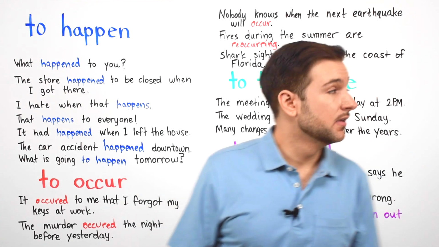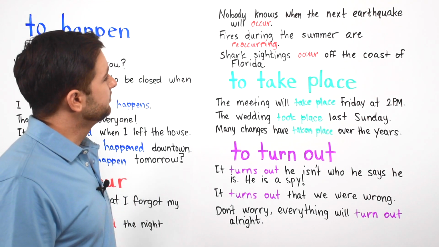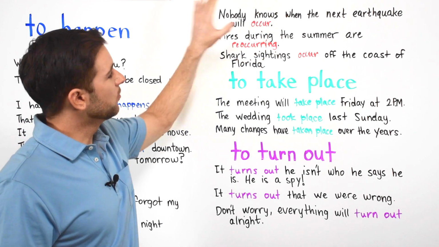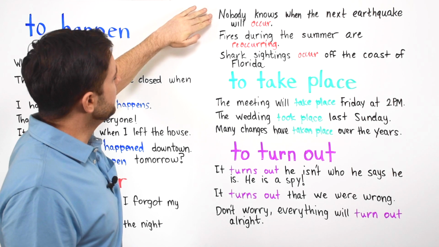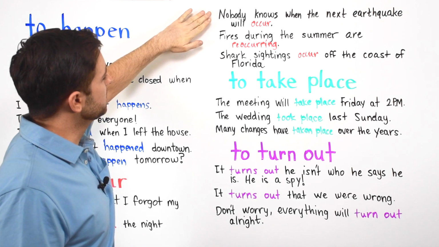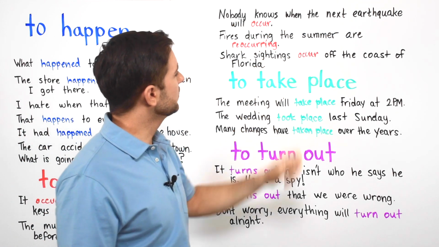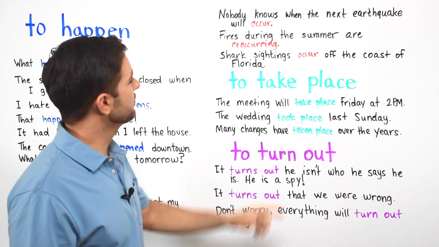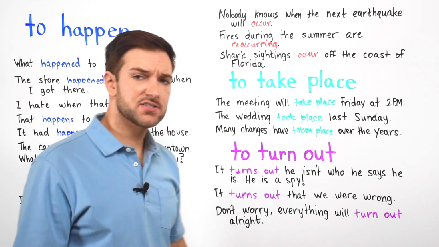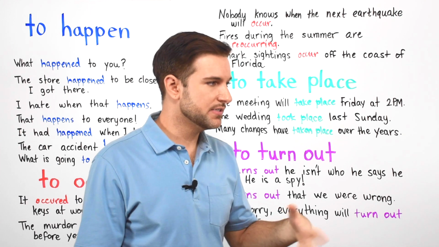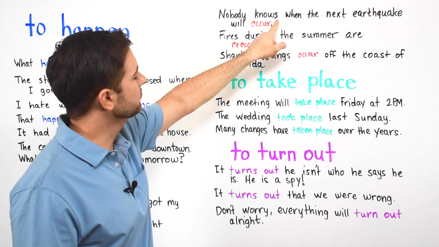All right? Next. Nobody knows when the next earthquake will occur. Again, this is more formal, okay? This is something that you'll hear in the news or maybe in a magazine. You'll read this in the newspaper. Nobody knows when the next earthquake will occur. Okay, you can also say happen. Nobody knows when the next earthquake will happen. That's used more in everyday speech with your friends, with your family. This is something that you would more or less read.